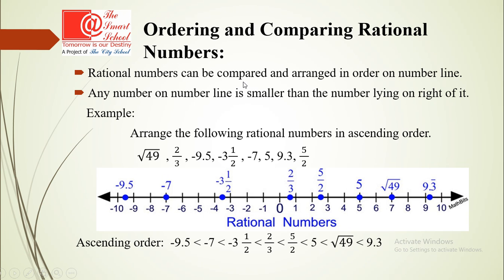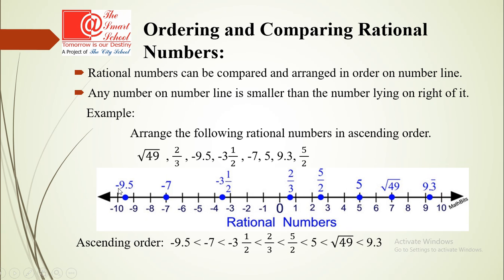Rational numbers can be compared and arranged in order on a number line. Any number on the number line is smaller than the number lying to the right of it. For example, we have root 49, 2 over 3, minus 9.5, minus 3 whole 1 over 2, minus 7, 5, 9.3 and 5 over 2. We have to arrange all these numbers on a number line. So how do we arrange it?